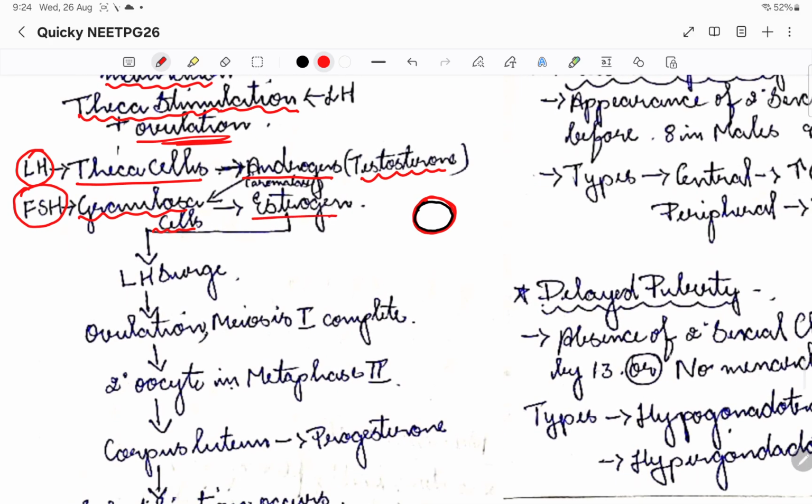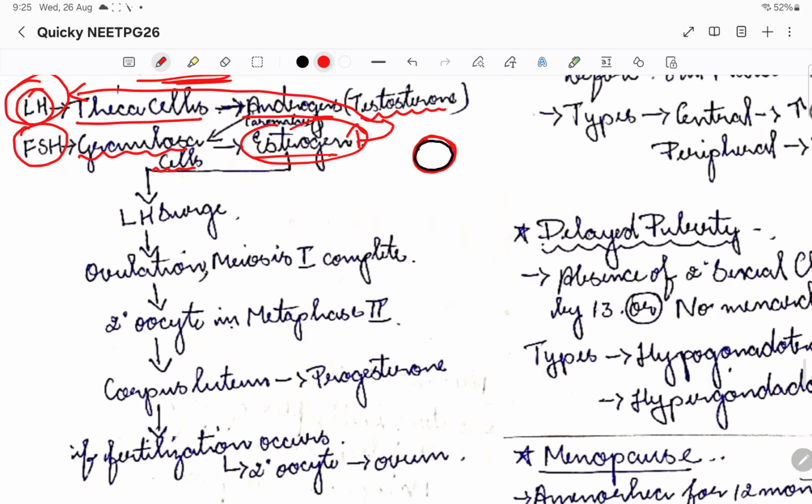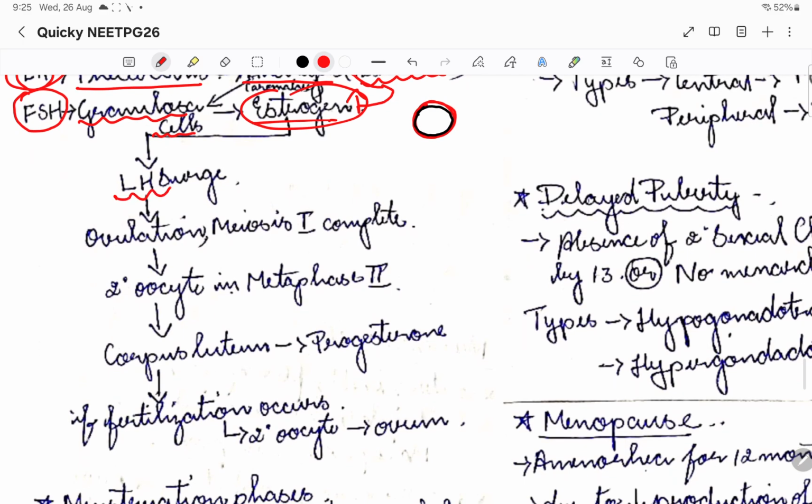Now as the days go on, estrogen starts increasing. This estrogen will cause an increase in LH surge. Basically estrogen will cause the LH surge on the 14th day. On the 14th day LH surge will happen. This will lead to ovulation, so that the ovum that was inside the follicle will get released because of this LH surge. The oocyte will come out.